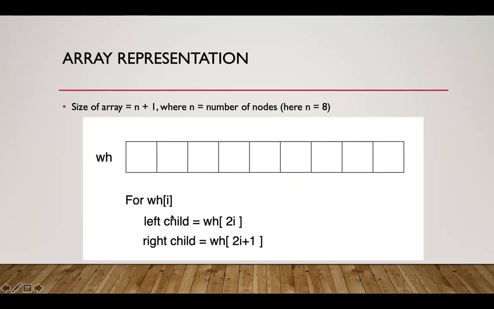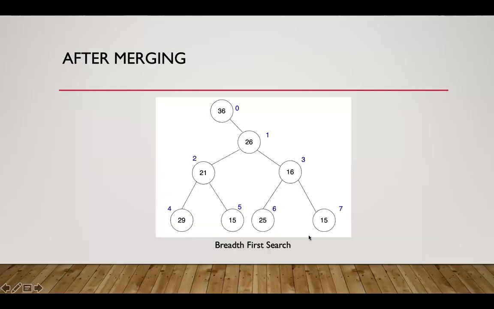And we have a rule here: for any ith position in the weak heap, the left child is 2 times i, where i is the index, and the right child is 2 times i plus 1. As we can go back to the slide and see, for example, 26 is index number 1, and its left child would have the index number 2 times 1, which is 2, and the right child will have index 2i plus 1, which is 2 times 1 plus 1, which is equal to 3. So it holds true for all the index values.